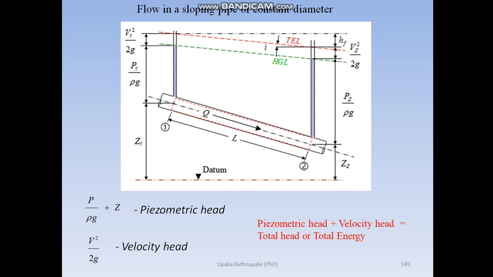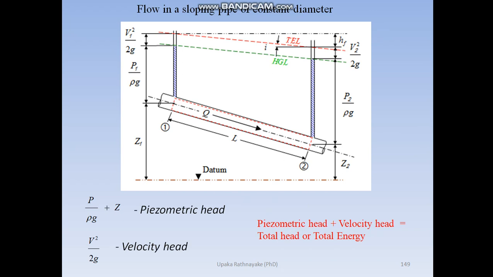Let us apply Bernoulli's equation to two cross sections of the control volume. We should be able to work out energy conservation from section 1 to section 2. P1 over rho g plus V1 squared over 2g plus Z1 is equal to P2 over rho g plus V2 squared over 2g plus Z2 plus hf, that is the major loss, plus minor loss.